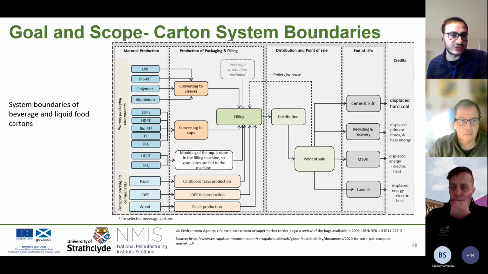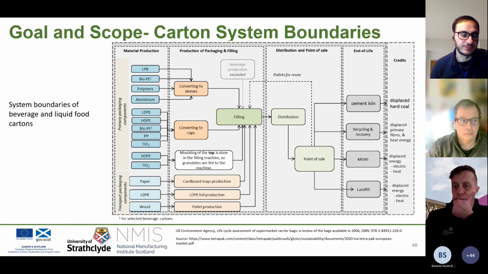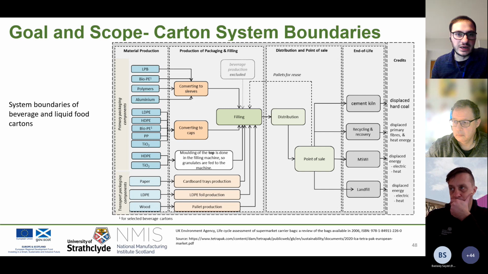So what we see now is the system boundaries for that very specific example. We have the material production, where we take all our raw materials and use them to actually produce what we want to produce. And then we have the production and packaging stages, where we see the different stages in which we manufacture this container. Then we have the filling, then the distribution and end of life.